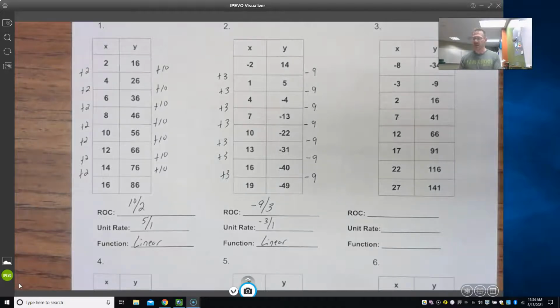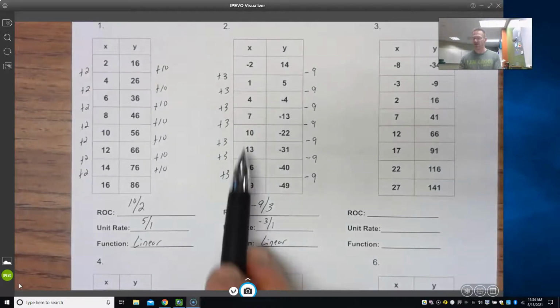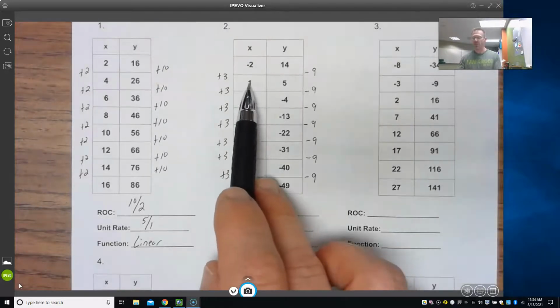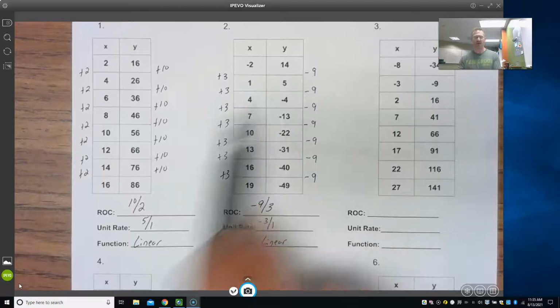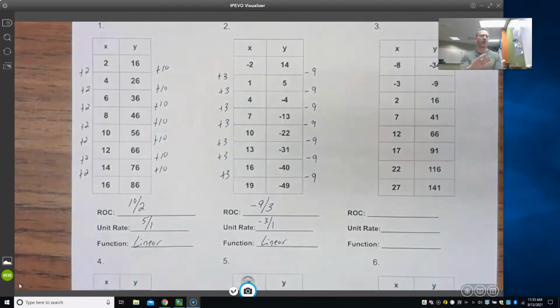The reason we need this is eventually we're going to ask you a question like, if at 1 I'm at 5 and at 4 I'm at negative 4, what's the value when it's 2? What's the value when it's 3? So we're building to that type of question.